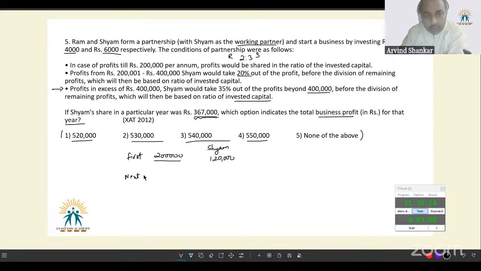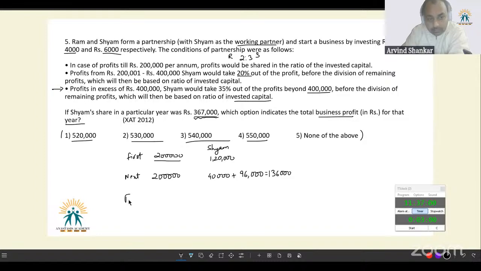For the next 2 lakh of profit, this is the range of 2 lakh 1 to 4 lakh. Sham received 20% of the profit. Just prior to that, he received 20% of the profit. So he received 40,000. And then he received 60% of 1,60,000. I'm not writing it, I'm directly putting it down as 96,000, or he received 1,36,000. From the next 2 lakhs, he receives 1,36,000.